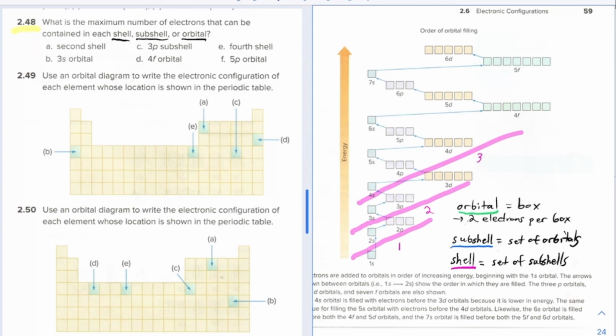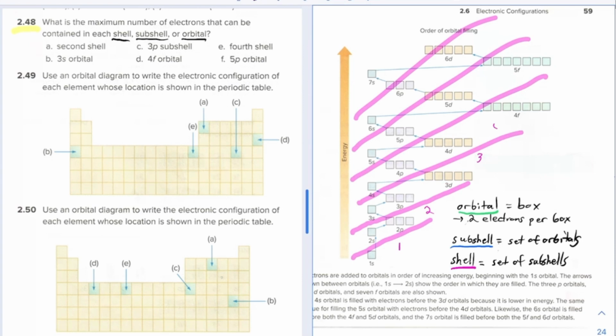And then you've got the 4th shell, the 5th shell, 6th shell, and finally 7th shell. And all these shells are surrounding the nucleus, so lots and lots of orbitals around the nucleus.